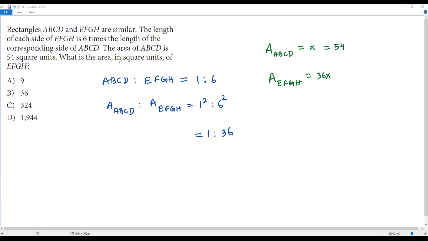Our aim is to get the area of rectangle EFGH. For that, we plug in this 54 for x to get the area of rectangle EFGH. Then we have 36 times 54, which is equal to 1944. Here I have the area of rectangle EFGH, that is 1944 square units. We find this value in answer choice D. The correct answer choice for this question is D.